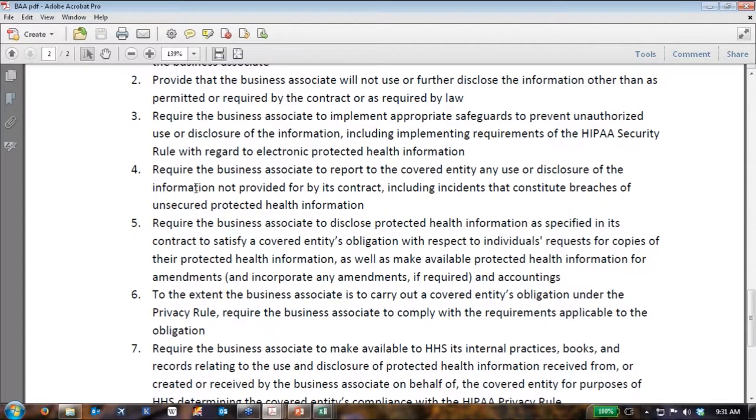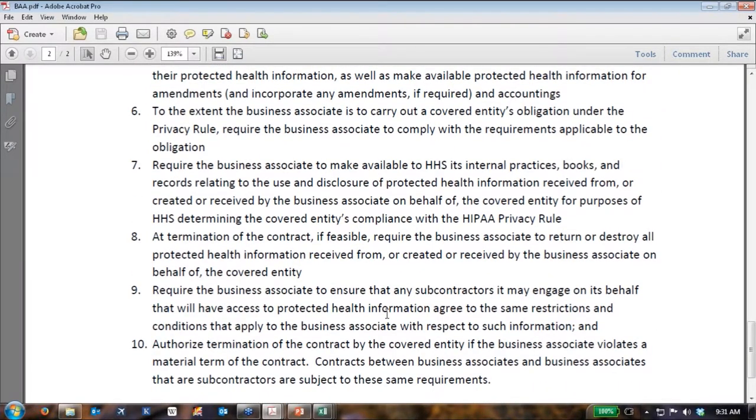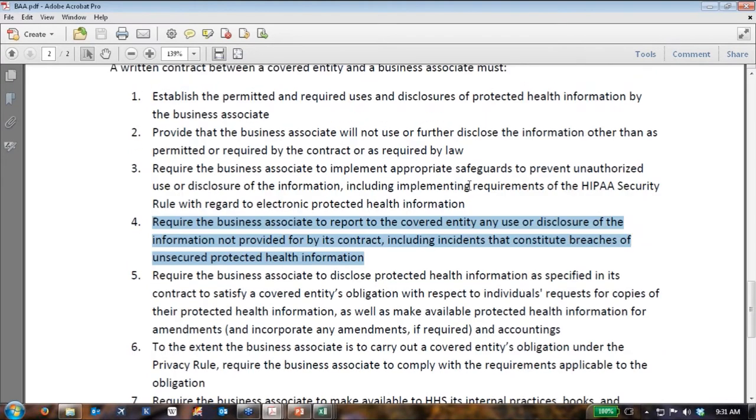Essentially, if you lose your computer, if your computer gets stolen as a contractor, you have to report that to the client, okay, and take measures to ensure that that information does not get out. In other words, you have to have encryption, you have to have certain ways of protecting that information. That's one of the requirements of a business associate agreement. Okay, so there's 10 rules pertaining to that. I'll send those to you so you have those.